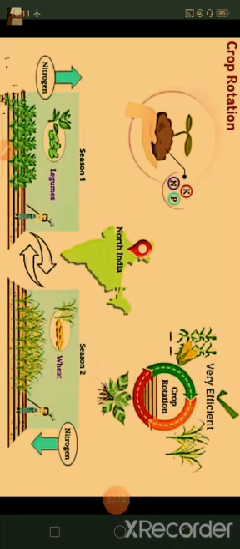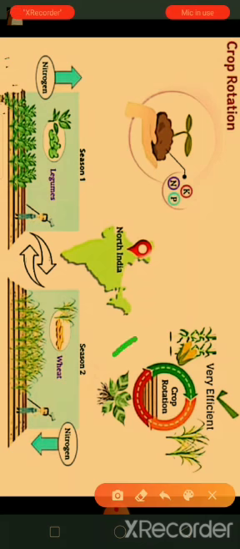Now one more method is crop rotation to increase the fertility of the soil. If we take only one crop again and again, what will happen? The nutrients required by that plant will get depleted. So what should we do? Crop rotation is another way to enrich soil nutrients. Growing crops alternately on the same land is called crop rotation.